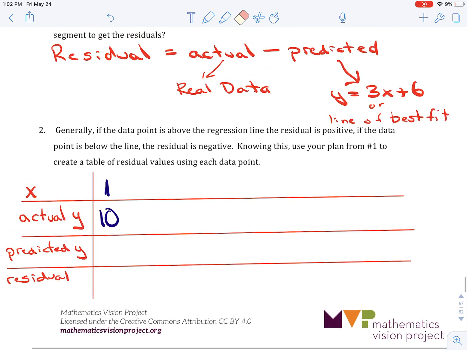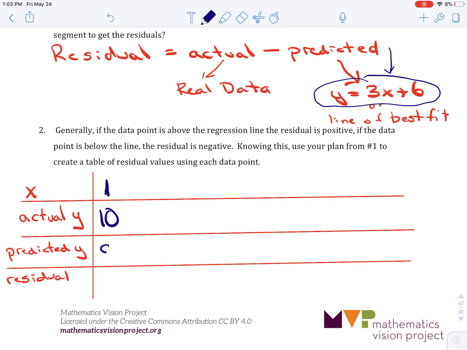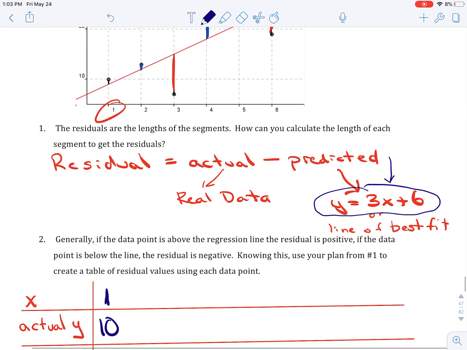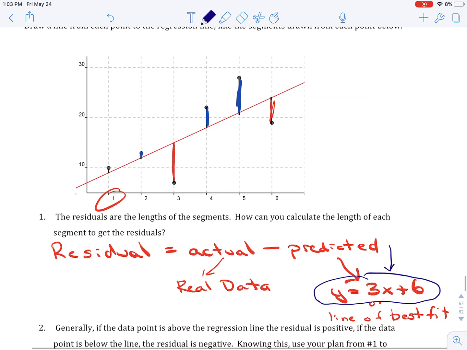Well, what we're going to do is we are going to use our equation of that line, and we're going to plug 1 in right here. And 3 times 1 is 1. No, it's not. 3 times 1 is 3, and then 3 plus 6 is 9. And then you get your residual by subtracting 10 minus 9, and we get 1. Okay? So that is going to be equal to 1, which means it's 1 unit above the line.